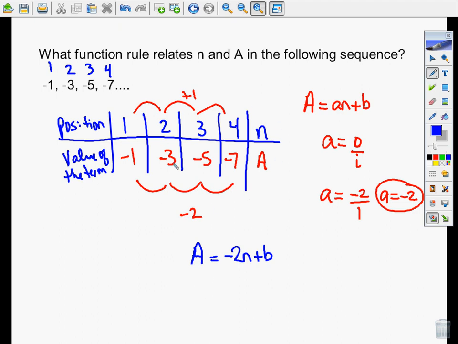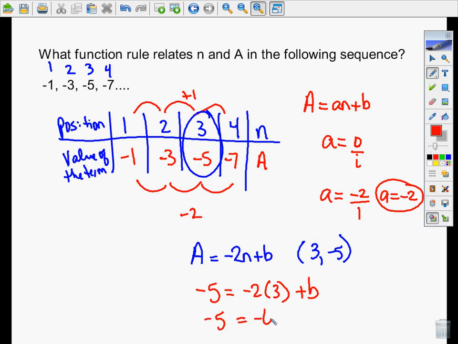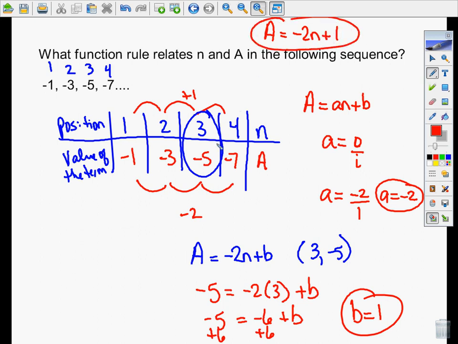Now I need to choose a point. Let's get bold and choose this one right here instead of going to the 1 and negative 1. So I'm going to choose 3, negative 5. My capital A is the negative 5, equals negative 2 times n, which is the 3, and then plus b. So negative 5 equals negative 6 plus b. Add 6, and b equals 1. So it looks like my function should be a equals negative 2n plus 1. And we can check it.